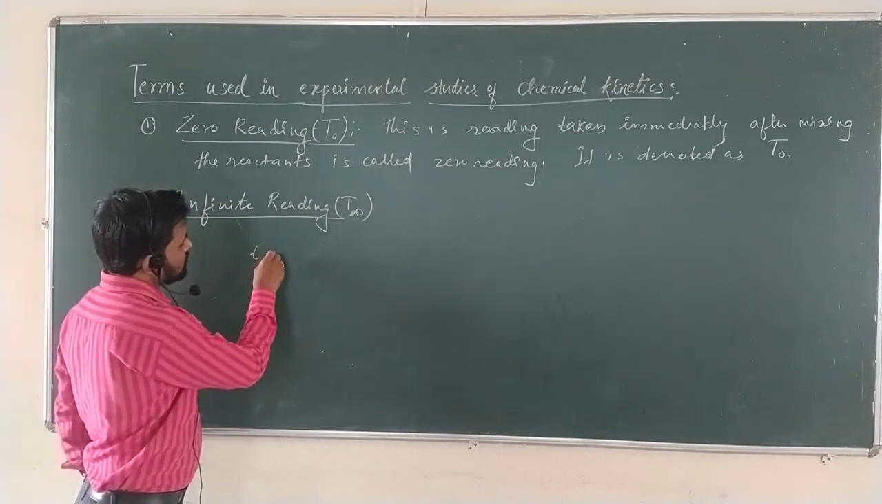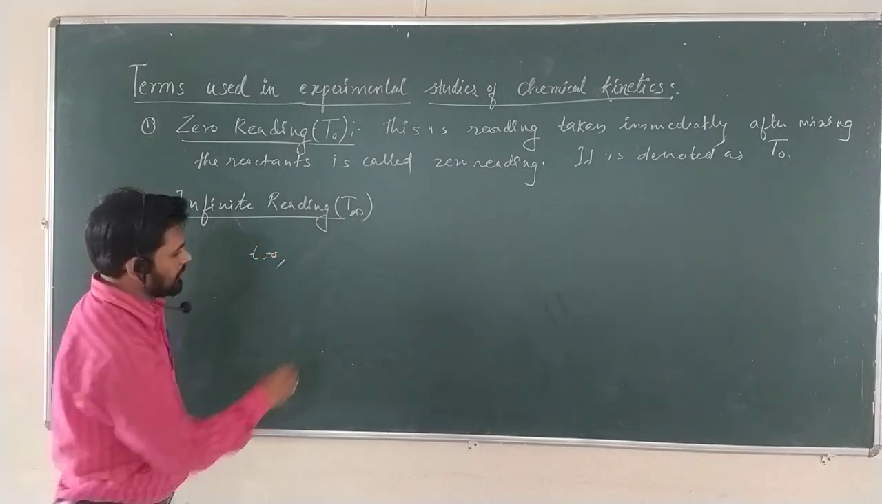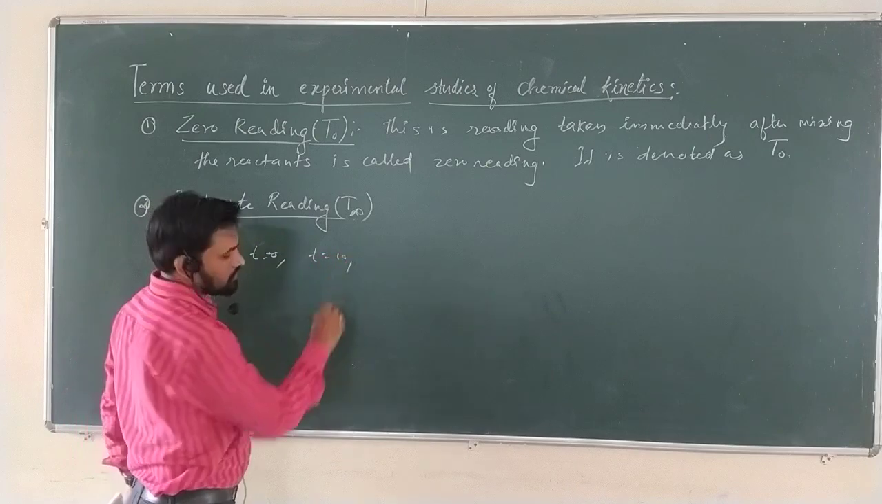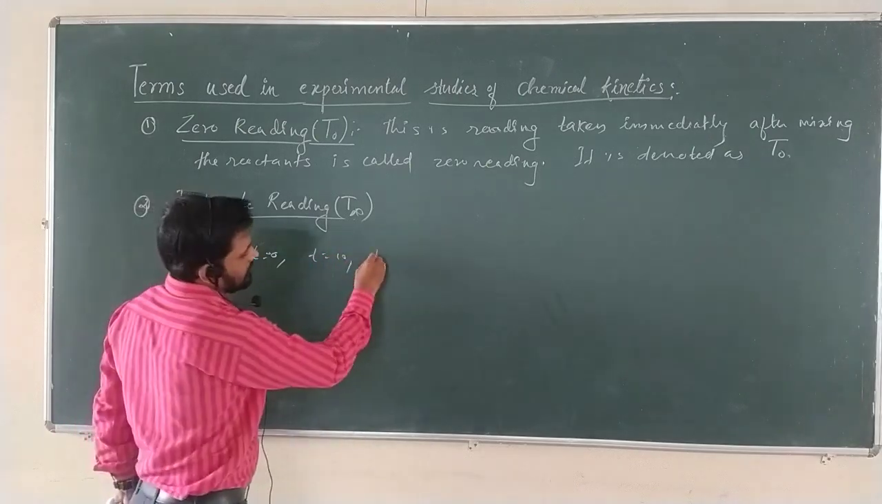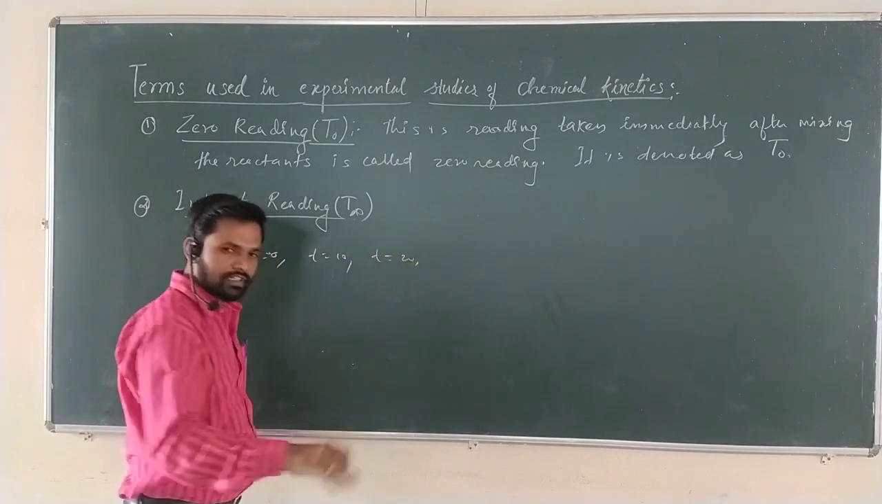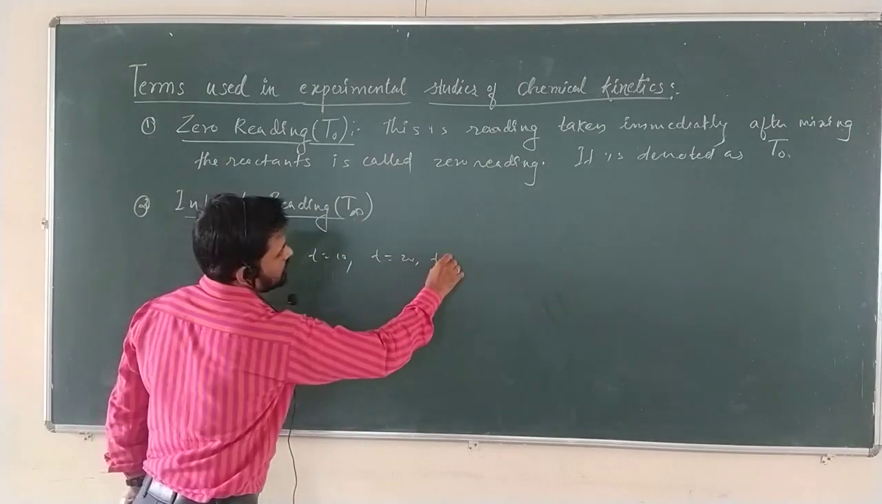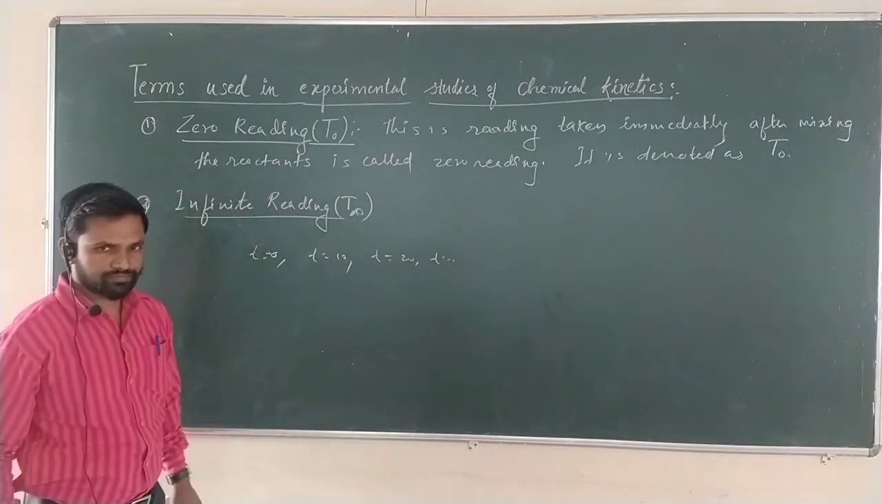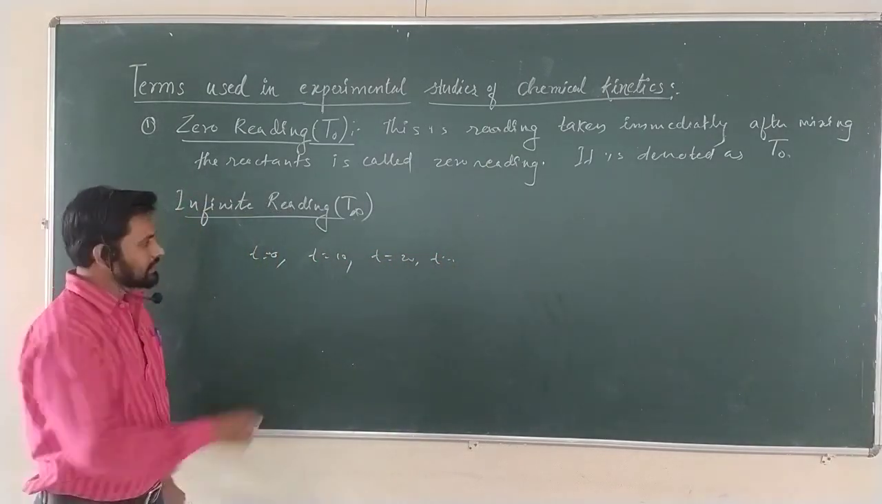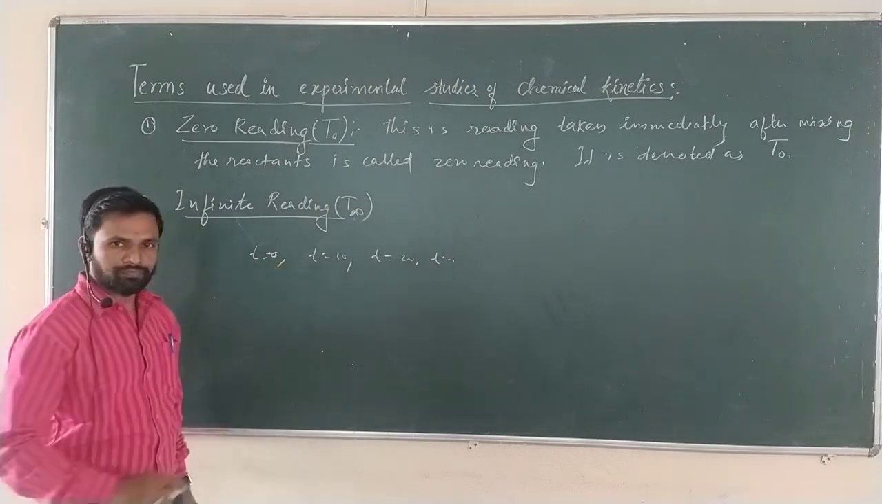When t equal to 0 you take one reading. At t equal to 10 minutes you take another reading. At t equal to 20 minutes you take one more reading. At t equal to 30 again one more reading. Likewise, these are the readings at time t.